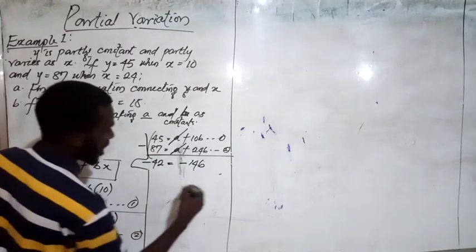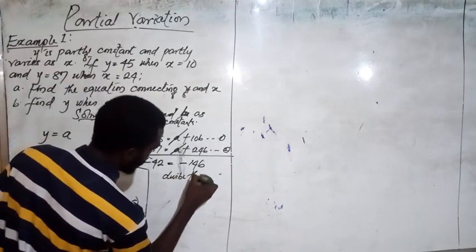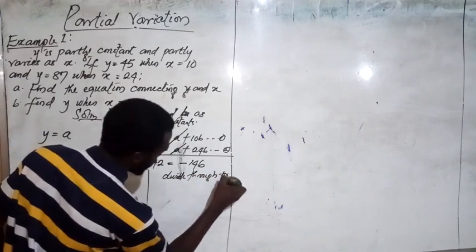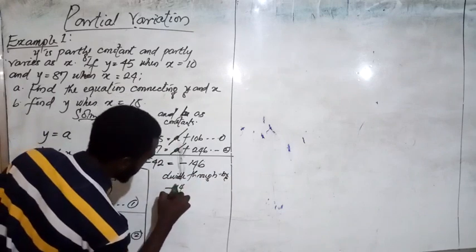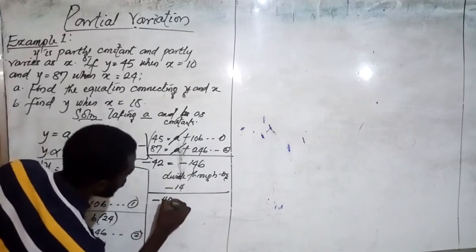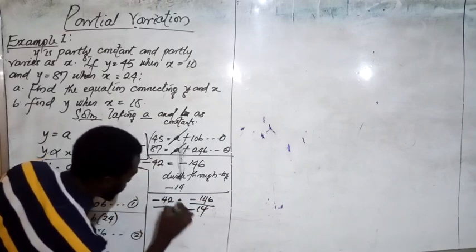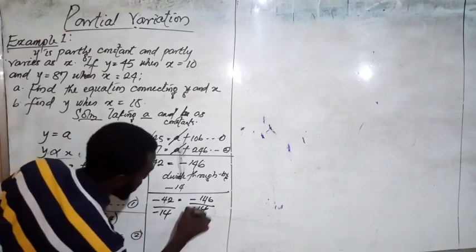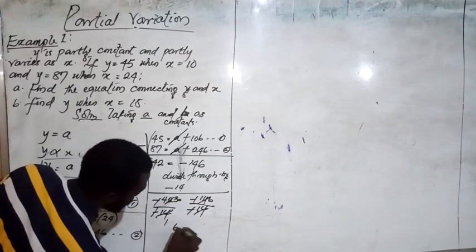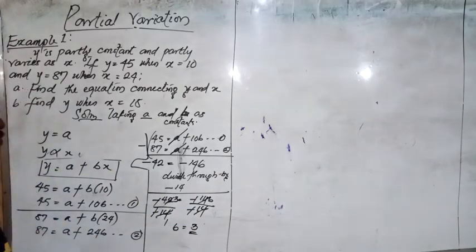So here we can now divide through by minus 14. We now have minus 42 equals minus 14b. We divide by minus 14, as we have written here, taking care of the negative. So b represents 3. We've gotten our first constant.